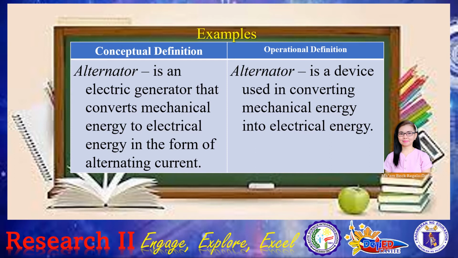And when we say operational definition, so for alternator, the definition is, it is a device used in converting mechanical energy into electrical energy. So, yung alternator's operational definition is defined in such way na kung paano siya ginamit sa study or research. So, ginamit siya as a device in converting mechanical energy into electrical energy. So, yun ang pinagkaiba ng conceptual definition and operational definition.